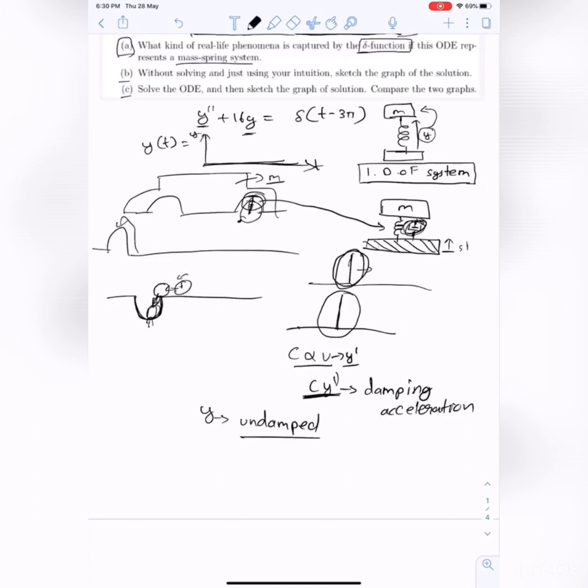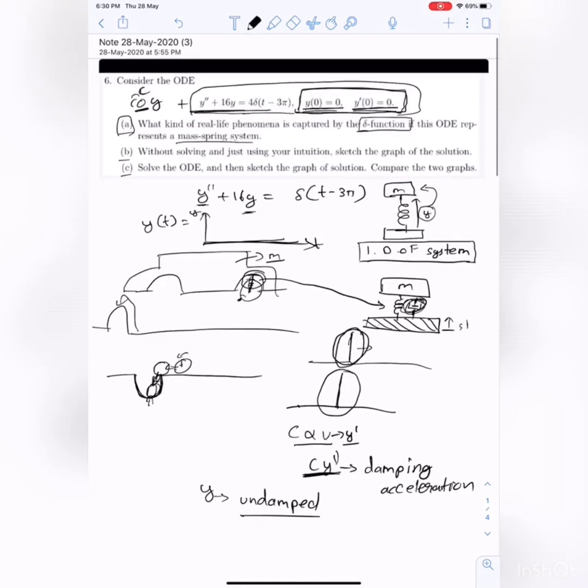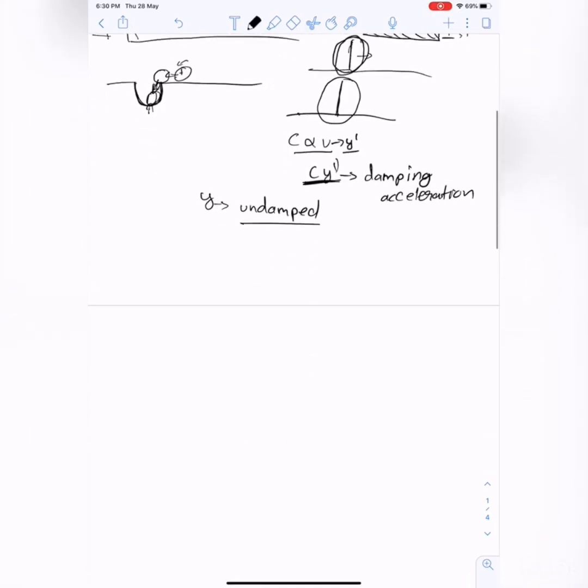This would be just a flat 0 until given any reason for this to move, or until acted upon by any force. Now you can see the right hand side tells us the force acting on the body. As you can see, it's 4 times the Dirac delta of t minus 3 pi. We know how the Dirac delta works. The Dirac delta of anything, if the value inside is equal to 0, our function will have value 1 at t equals 0. At t not equal to 0, it would be 0.